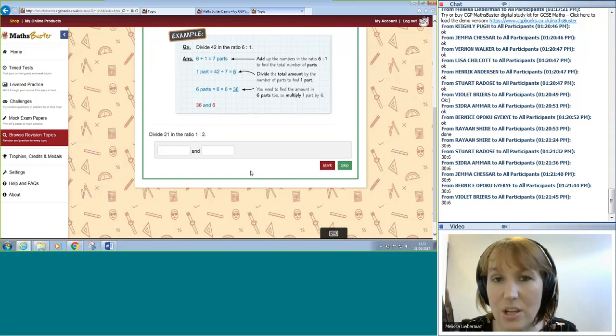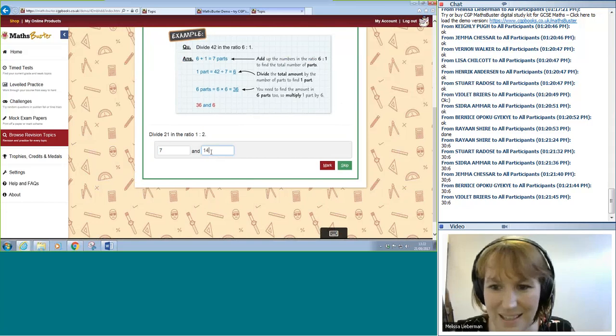generate a new example. Divide 21 in the ratio 1 to 2. 1 plus 2 is 3. So 21 divided by 3 is 7. So that would be 7. Good practice of your times tables, these. 7 and 14, mark. There we go.